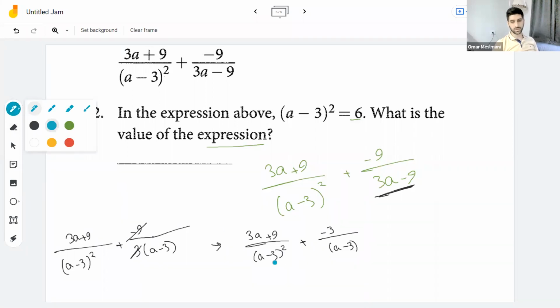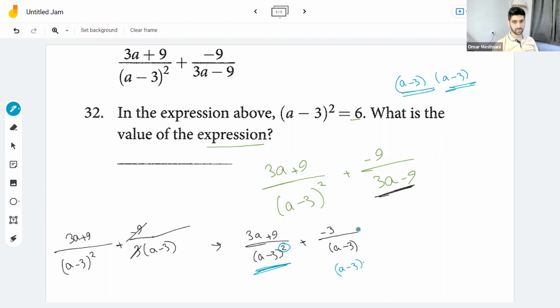And now, what I'm trying to do, here I have an a minus 3 squared. What does it mean, a minus 3 squared? It means a minus 3 multiplied by a minus 3. So I'm going to take a minus 3 and multiply it here and there. Okay? So I have 3a plus 9 over a minus 3 squared plus minus 3 times a minus 3. And when you multiply a minus 3 times a minus 3, you have an a minus 3 squared. Are we good until now?